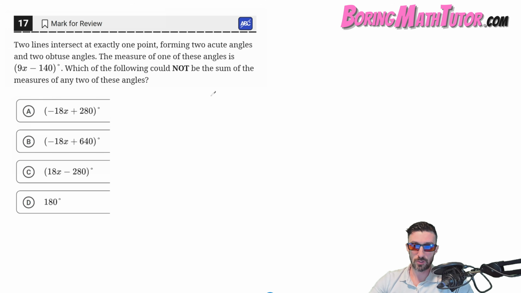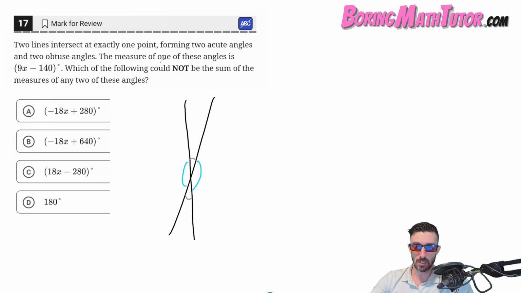They're telling us that we have two lines that intersect at exactly one point, forming two acute angles and two obtuse angles. So that means it's going to look something like this, where I end up with my two acute angles over here, and I have my two obtuse angles. Now, they're saying the measure of one of these angles is 9x minus 140, but they're not telling me which one is the 9x minus 140.